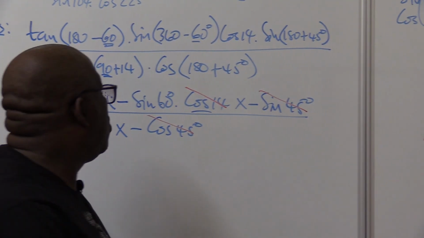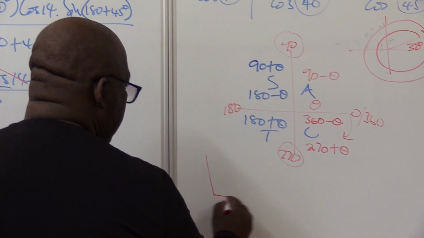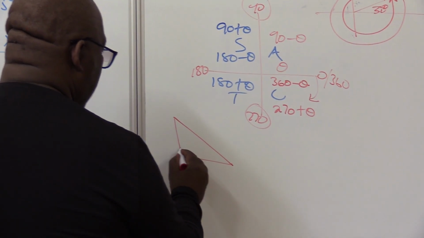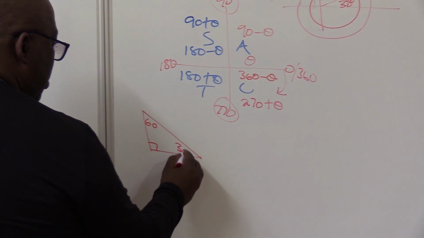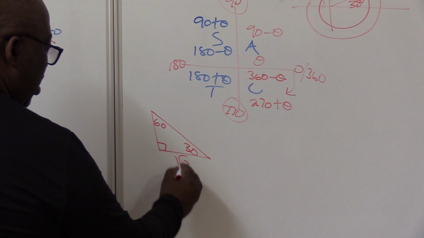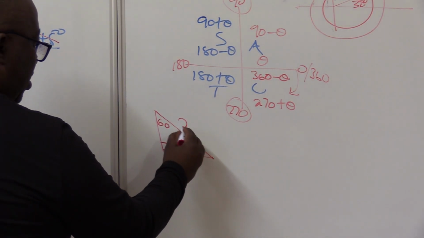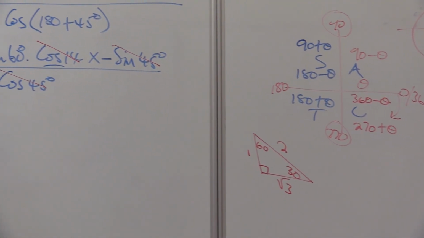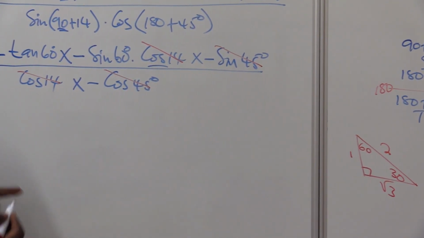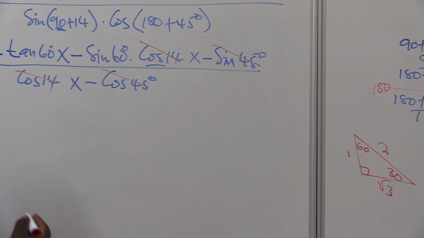Remember your diagrams. If I've got this diagram here, which you are not given in the exam, you must have it. If I've got 60 here, what do I have here? I've got 30 degrees. Remember, this is root 3, right? The bigger one is 2, the smaller one is 1. That's how I remember this one. Do I have 45 here? It's gone. I've got 60s. Let's use these diagrams to solve this problem.